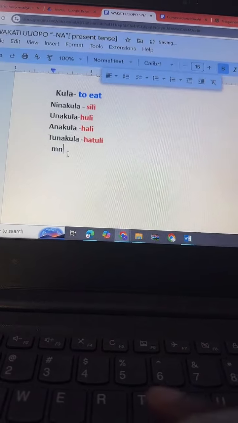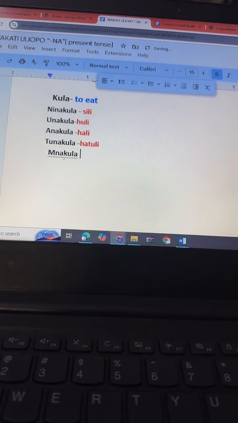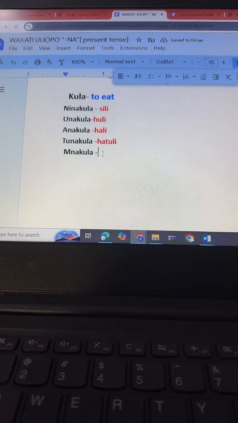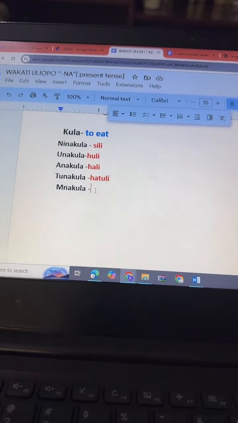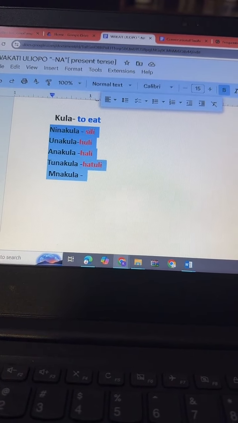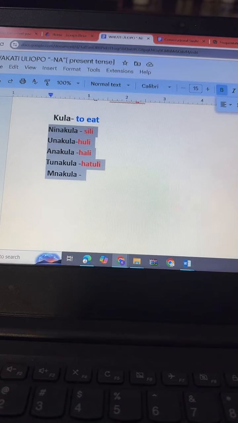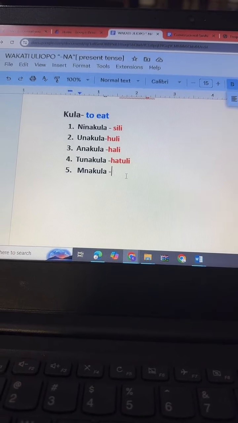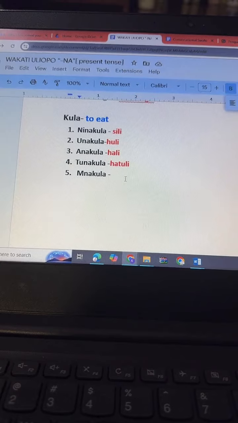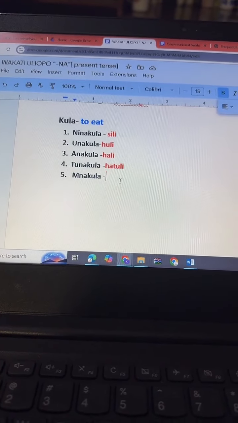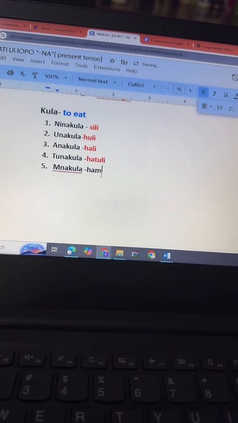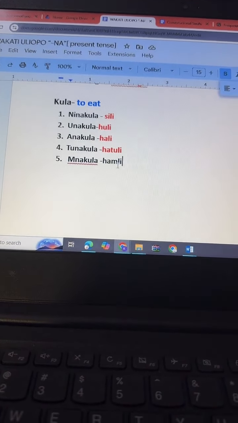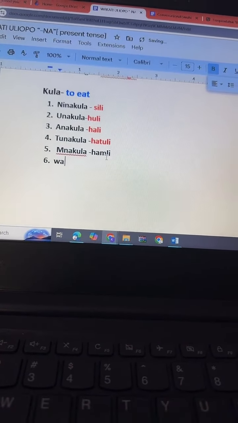Hatuli. Okay, mnakula, you all are eating. We want to say you all are not eating. How do we say that in Swahili? Dada Francie, hamli, asante. Abdul, hatukuli. No. Hamli, asante. Hamli. You all are not eating. Asante, Abdikafar, hamli. Sawa.